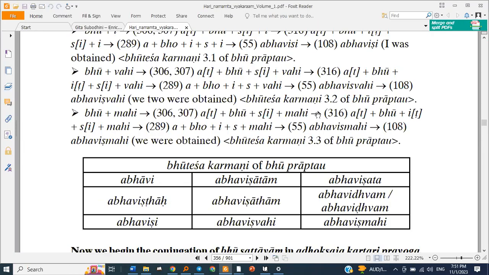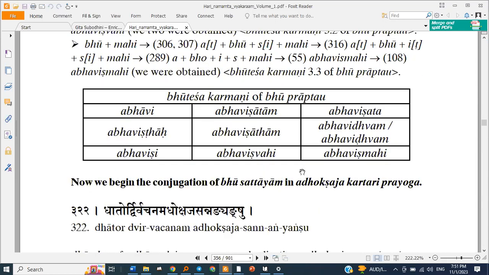Resuming from Sri Harinamamrita Vyakaranam. So we did decline the forms of dhatu bhu until bhutesha. So the next one is adhokshaja.